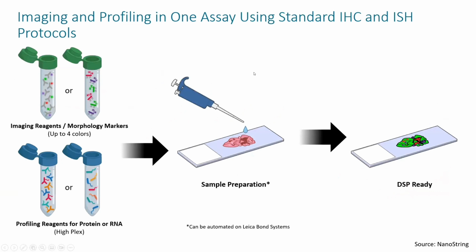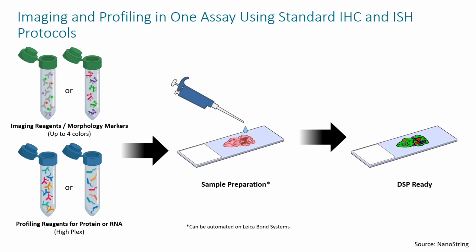What's important to understand about the assay is that you actually need two different types of reagents. First up, you need the imaging reagents, or as we call them, morphological markers. These are used to actually image the cells that you're interested in. These can be conjugated antibodies, or they can be RNAscope probes that are also fluorescently labeled. So we can use up to 4 different markers, and use these markers to select the cells that you want to profile.